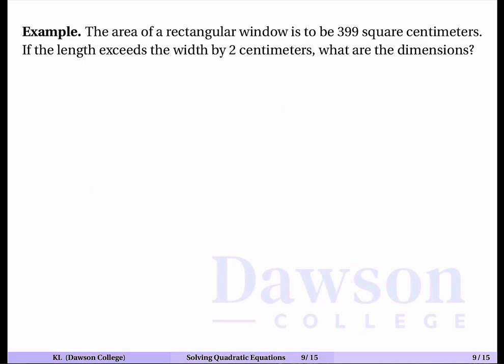Next example. Of course, as usual, we will have some word problems. For this one, the area of a rectangular window is to be 399 square centimeters. If the length exceeds the width by 2 centimeters, what are the dimensions? For this one, we can say let L be the length and W be the width.